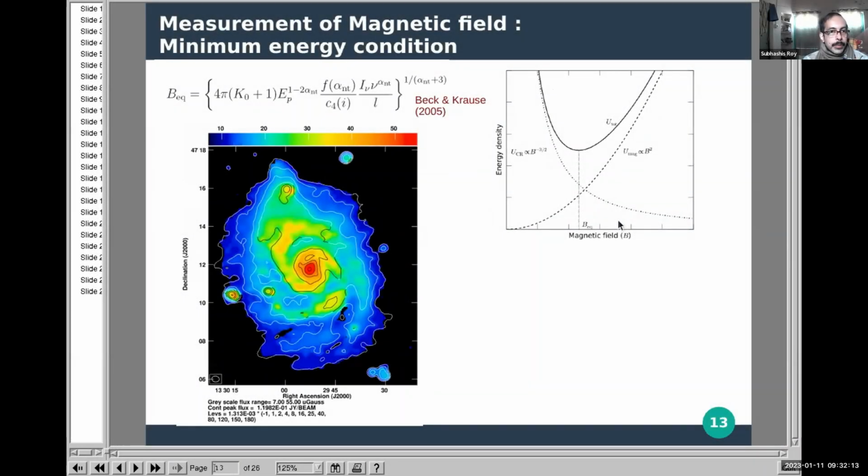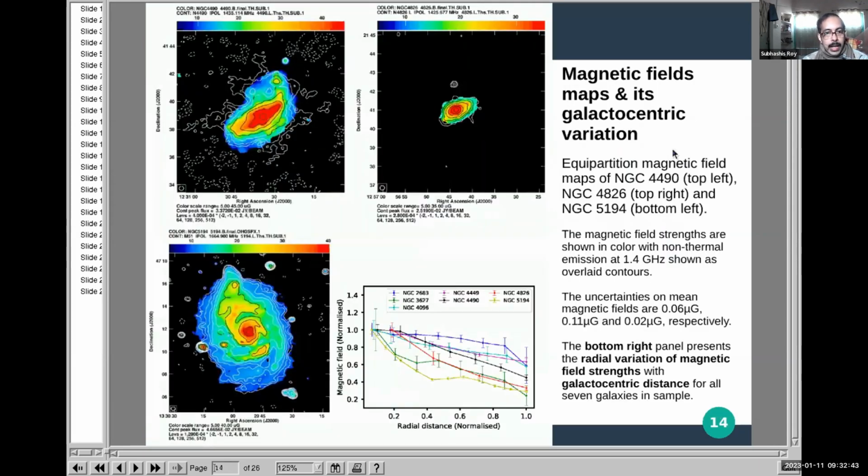Another thing is the measurement of magnetic field, the minimum energy condition. Again, this is Beck and Krause 2005. This is a modified equipartition formula through which, from radio, using the non-thermal spectral index and several other parameters, one could estimate the equipartition magnetic field. So this is what we have done. The magnetic field maps and its galactocentric variation are shown here. These are for 3 galaxies I'm just showing, not for all.